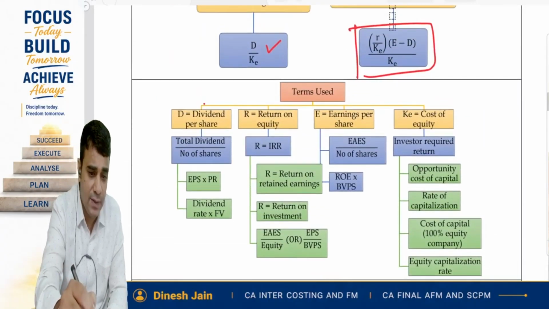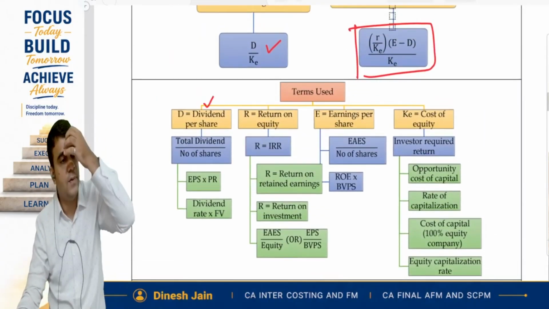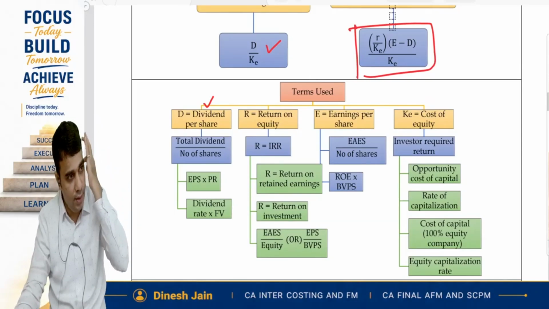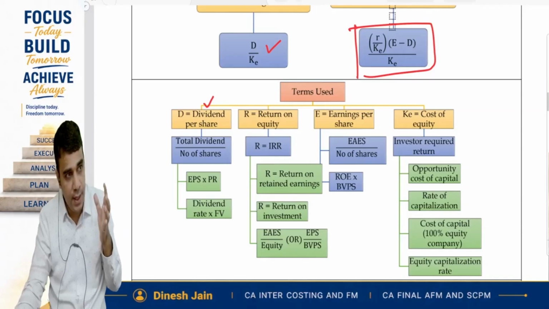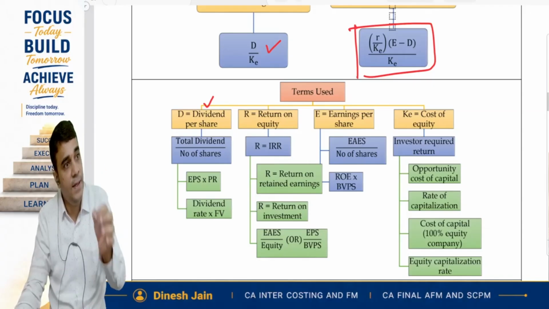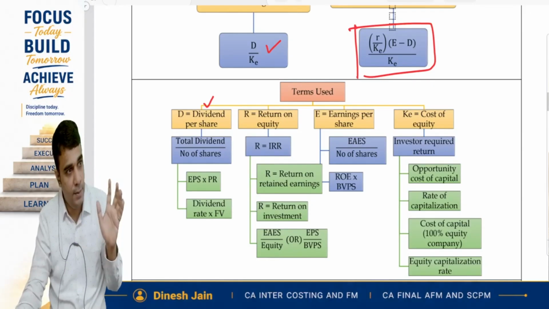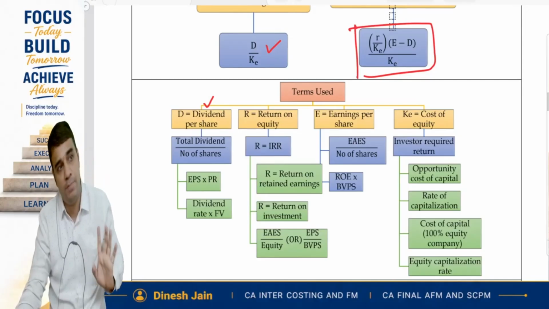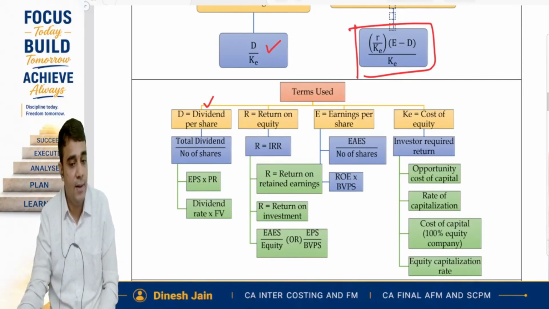First, what is dividend per share? Because certain terms will have to be known. Dividend per share is nothing but total dividends divided by number of shares. If they give EPS and payout ratio, multiply both. If they give dividend rate, multiply with face value per share.